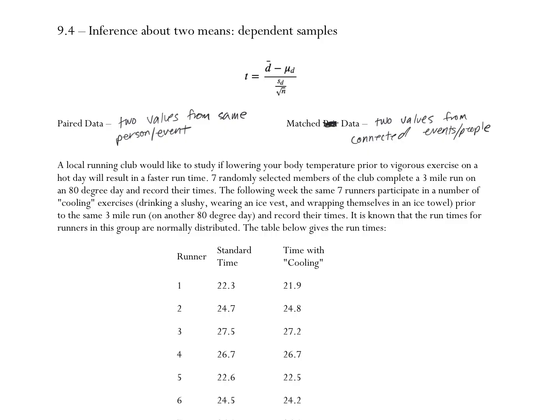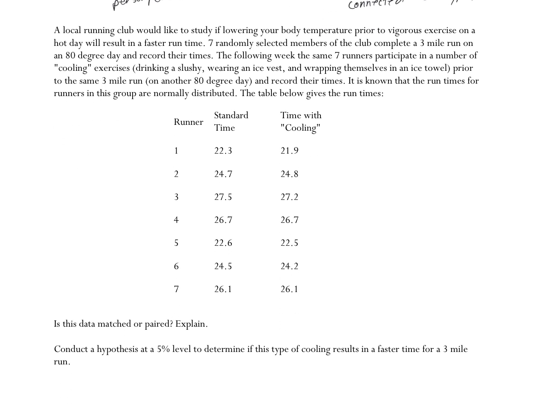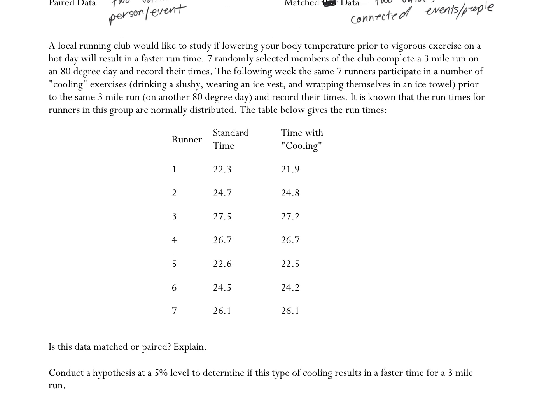So, let's look at an example. This example is about how long it takes to run 3 miles. And they had two different sets of runners. One time they ran it just like they normally would run it. The second time they did some sort of cooling technique, whether it be drinking a whole thing of ice water or wearing a cold vest or something that brings down their core body temperature, and then had them go run. Okay, so the idea is if you're starting off with a lower core temperature, are you faster?